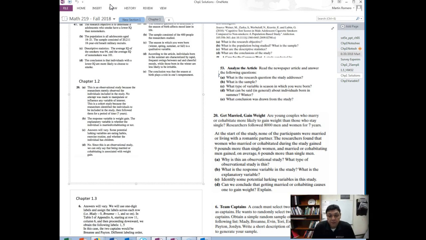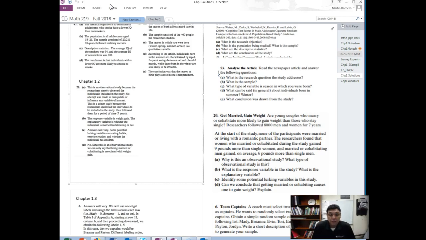Researchers followed 8,000 men and women for 7 years. So it seems like a pretty comprehensive study. At the start of the study, none of the participants were married or living with their romantic partner. The researchers found that women who married or cohabitated during this study gained 9 pounds more than single women, and married or cohabitating men gained 6 pounds. So does that mean that if you get married or live with somebody, you're going to gain weight more than someone who stays single? That's the question.